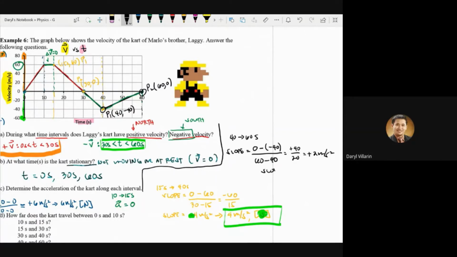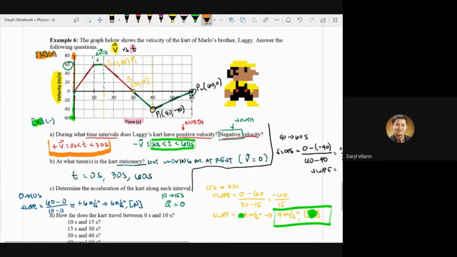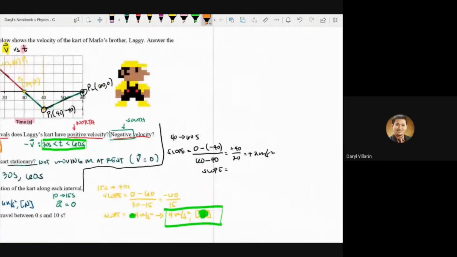Again, the positive sign indicates north direction. So I'm going to replace that one. Always try to replace the direction in your final answer. So that would be 2 meters per second squared north. Okay. So again, this is the direction of the acceleration.